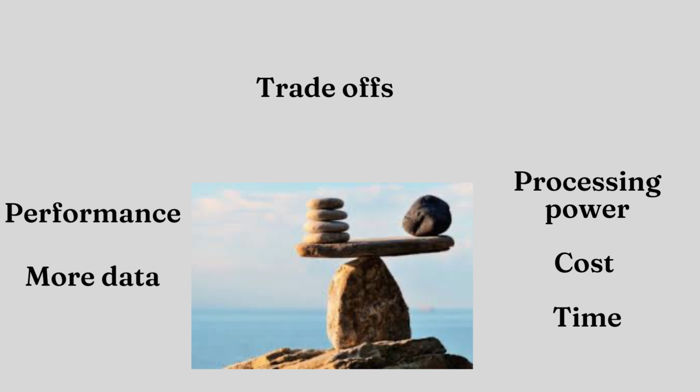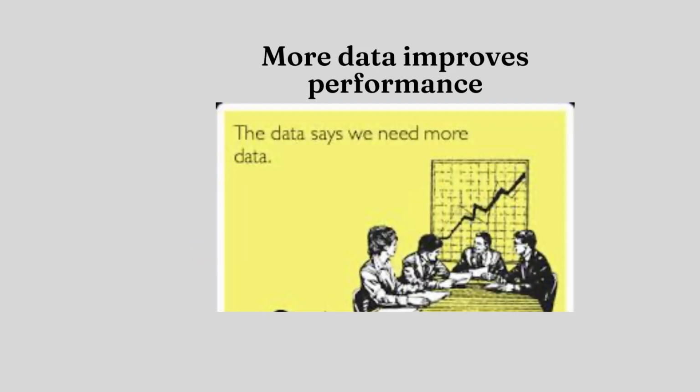Next, there's a fundamental trade-off between performance and things like processing power, cost, and time. These three aspects are often directly proportional. So if the processing power increases, your cost will also increase, as well as the time it takes to run.